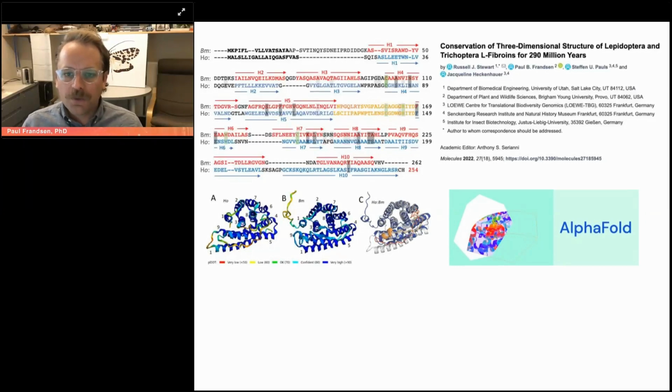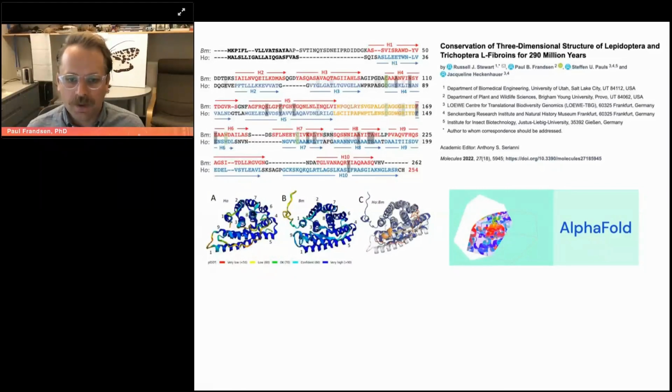We folded all of these up with AlphaFold. This was work led by my colleague Russell Stewart at the University of Utah. We could compare the three-dimensional structures of these genes across the different orders, and we noted that there is a high level of conservation.